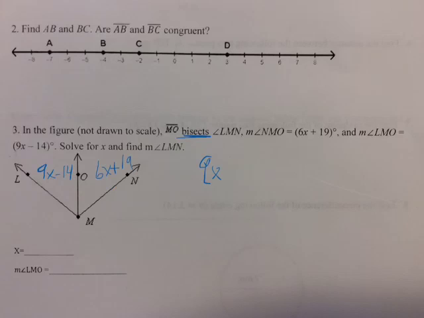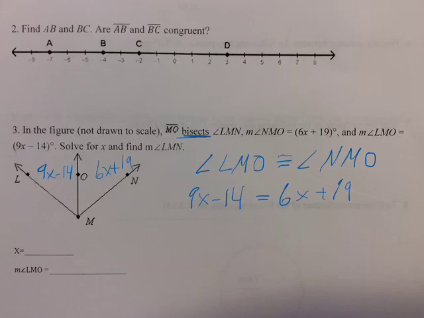So when it's cutting in half, all we need to do is set these angles equal to each other. So let me first write angle LMO is now congruent to angle NMO. And I just need to plug in and solve for x. So LMO is 9x minus 14 and 6x plus 19. Now solve for this. So here's my line in the middle. These are on opposite sides, so I'm going to do the opposite operation.